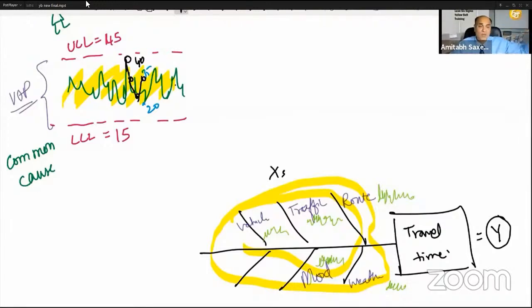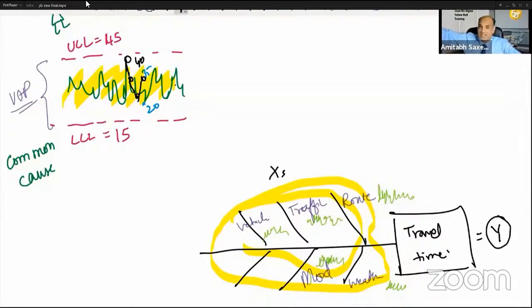This is natural variation. Don't waste your time finding causes. Like when my boss asked, why yesterday 20 minutes, today 35 minutes, and if he's not a yellow belt, he's a normal person. I will not tell him, sir, it is because of common cause, and don't waste my time. I will not tell him that. I will tell him, sir, come here.